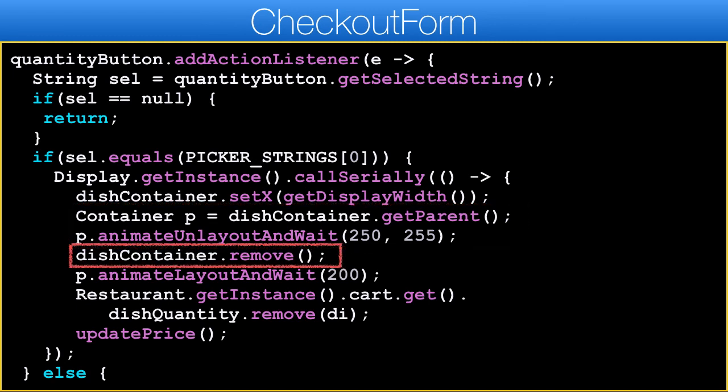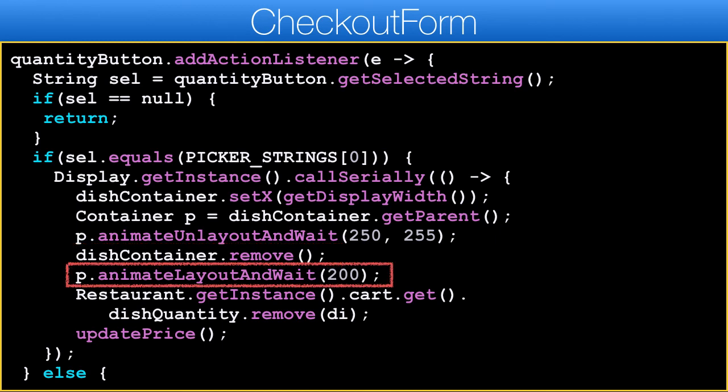We next remove the component that we animated out. This is important as we are currently in an invalid state, but the component is still in the hierarchy. Now we can animate the other elements into their new place. Since the dish was removed, there is more available space, and we can use it by shifting everything into the new position.